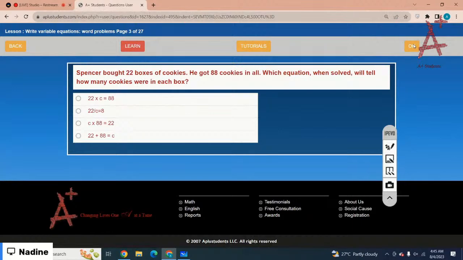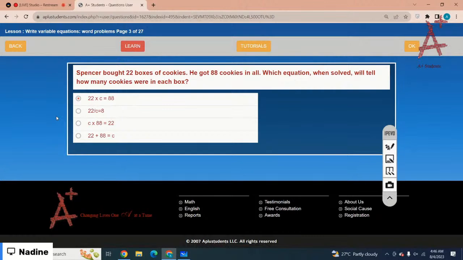No, no. 22 boxes, right? You don't know how many cookies are in each box. It would be 28 times C equals 88, right? For example, you got some pencil boxes, and each pencil box has four pencils. You have to calculate the total pencils.